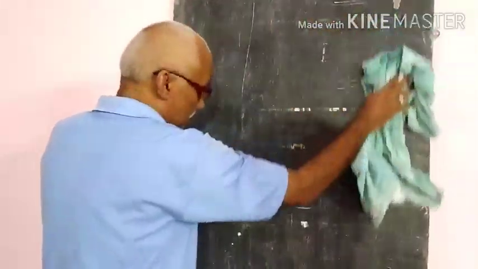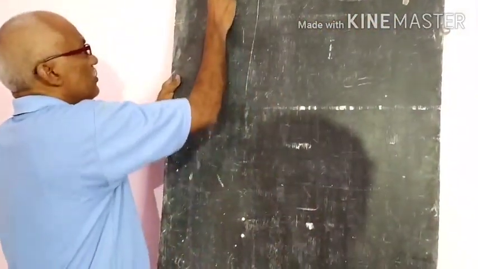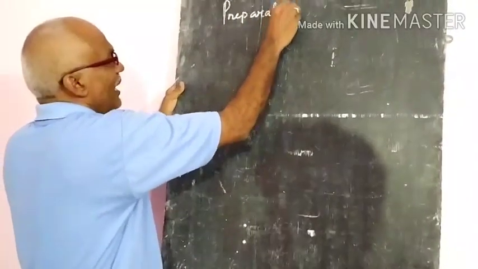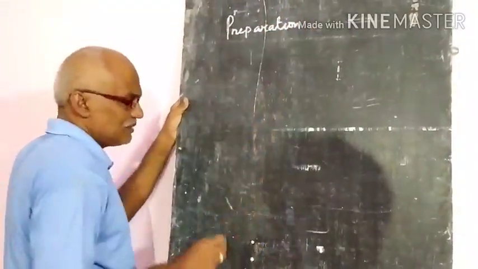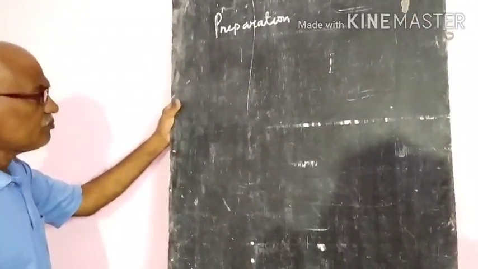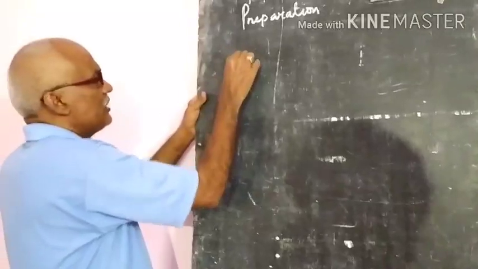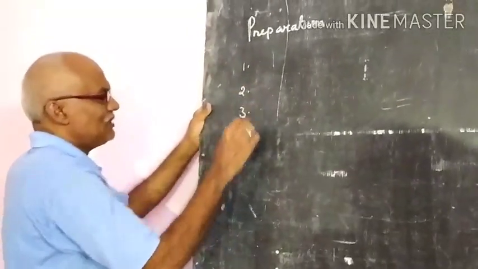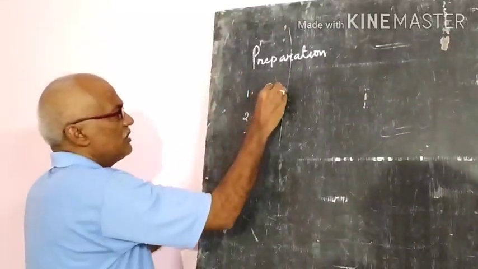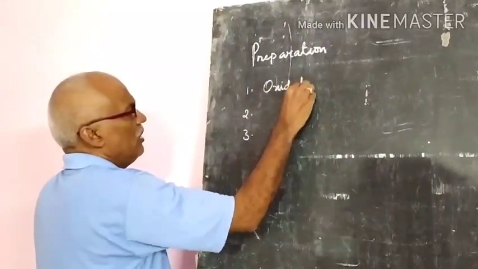Now we will see the preparation of aldehydes and ketones. Already, I think, in the previous lesson we had the discussion. Some points are there, and those points we will see. In the preparation of aldehydes and ketones, there are 3 general methods. First method is oxidation of alcohols.